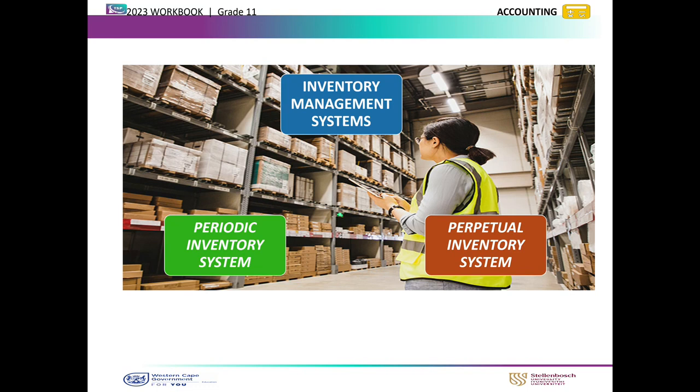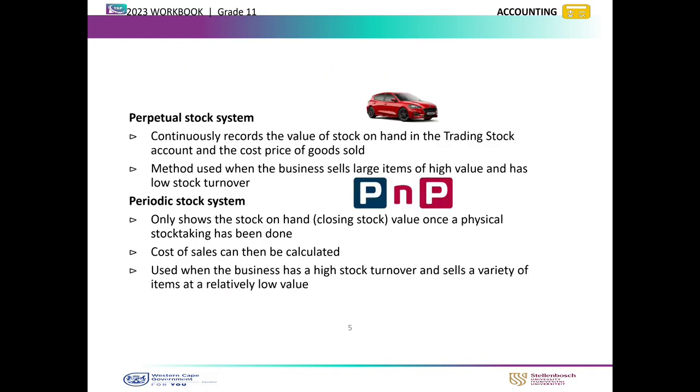For inventory management systems, we have two types of methods: the periodic inventory system as well as the perpetual inventory system. For perpetual stock systems, this is continuously being recorded. The value of the stock on hand in the trading stock account and the cost price of the goods sold are continuously recorded and updated on the system. This is a method used when the business sells large items of high value and has a low stock turnover.